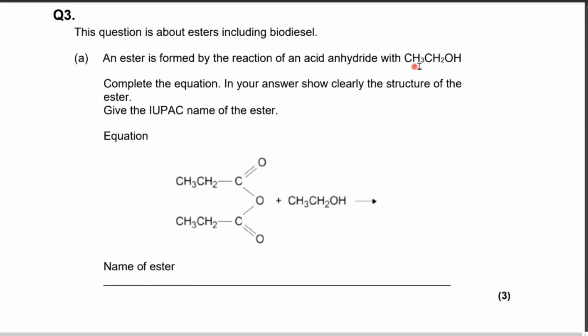Let's go. Okay, this is question 3. This question is about esters, including biodiesel. An ester is formed by the reaction of an acid anhydride with, it looks like ethanoic acid here. We'll be given the structural formula. Complete the equation in your answer to show clearly the structure of the ester. Give the IUPAC name of the ester. So we really need to complete this equation, show the two products for 2 marks, and name the ester that's formed. So you've got an acid anhydride here.